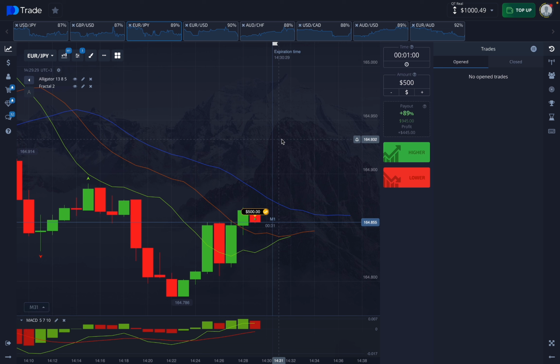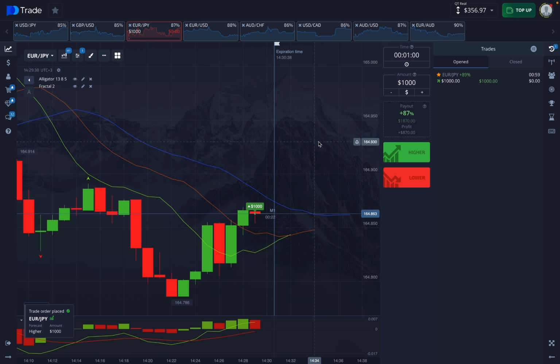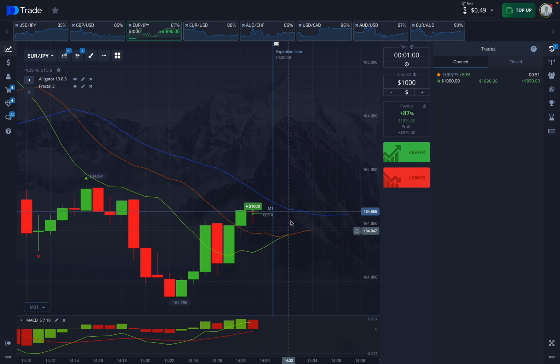So we close the first deal to zero, but I'm sure that further dynamics should go up. So we'll put $1,000 and continue trading. Continue the analysis. Our entry logic is absolutely the same here. I'm seeing intersections already happening of our alligator moving lines in this point, and this is a good sign for further upward movement. Let's see the result. We have about 30 seconds left.